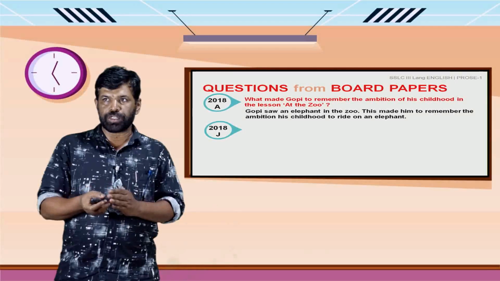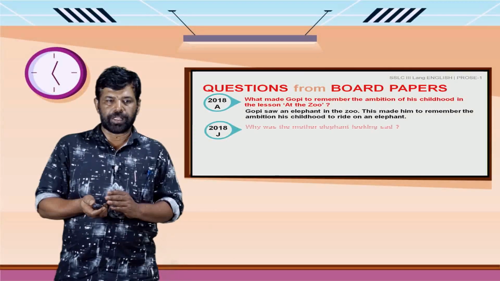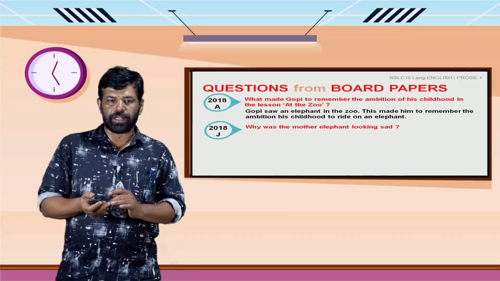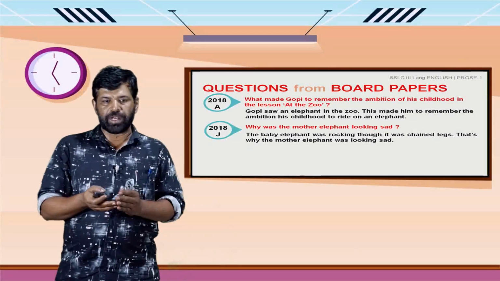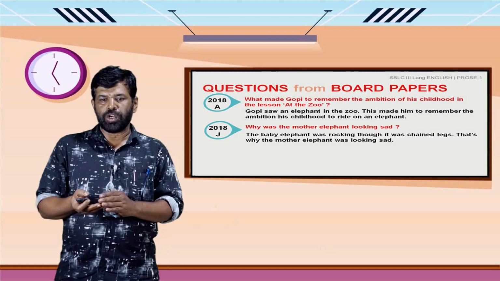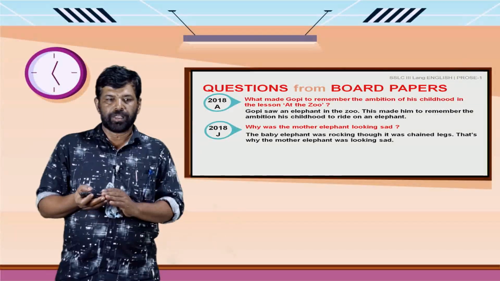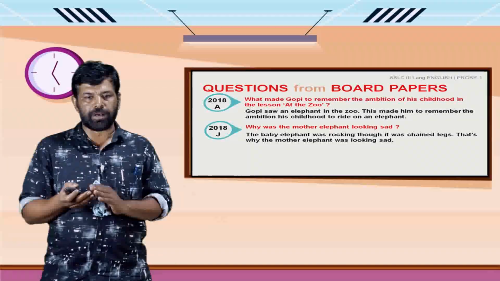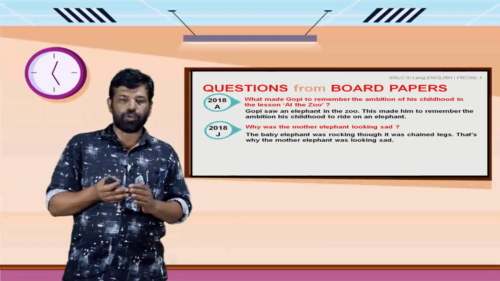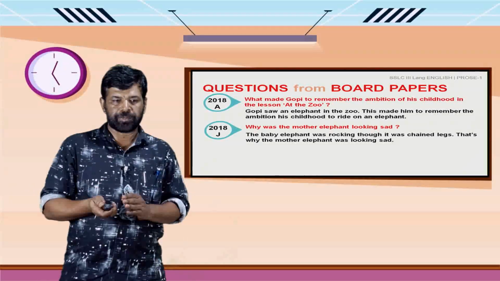And from June 2018, there is a question: why was the mother elephant looking sad? The baby elephant was rocking, though its legs were chained. That is why the mother elephant was looking sad. The reason for the mother's sadness is that her baby was chained.